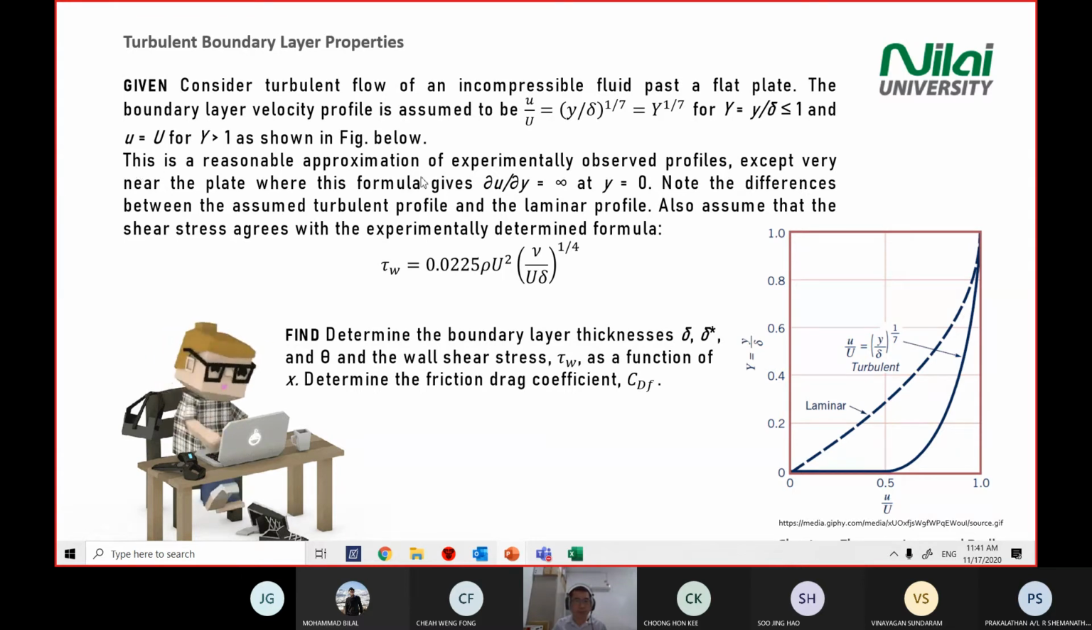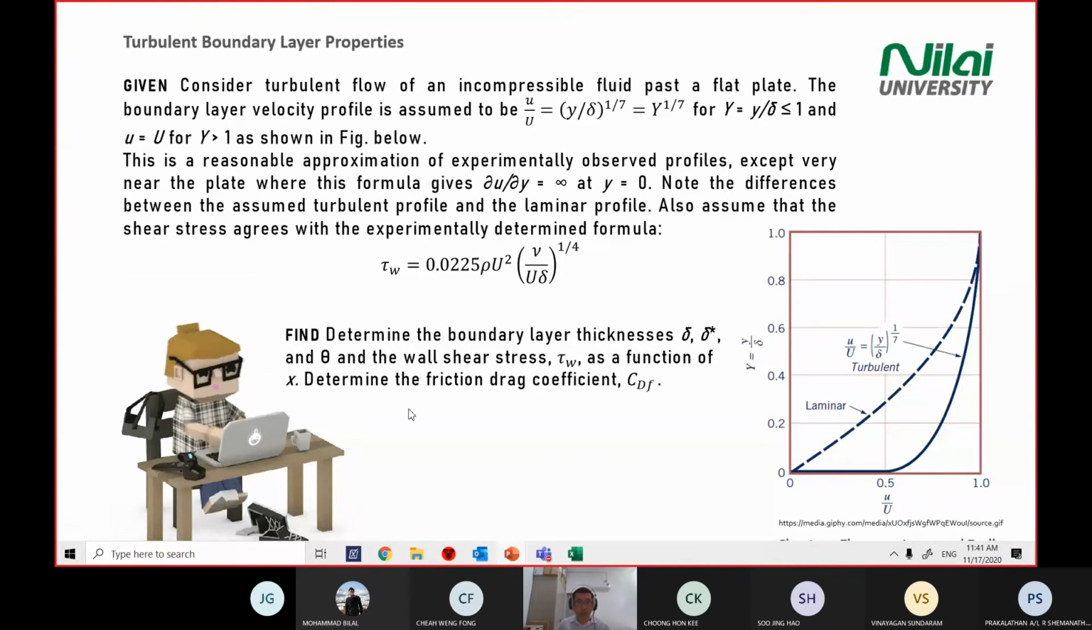So it's a reasonable approximation of the experimentally observed profile, and a formula is given. The change of the velocity gradient, del U over del Y, is infinity at Y equal to 0, as shown here. Note the differences between the assumed turbulent profile and the laminar profile. We see the difference on the graph between laminar and turbulent. Also assume that the shear stress agrees with the following equation. So we have the shear stress.